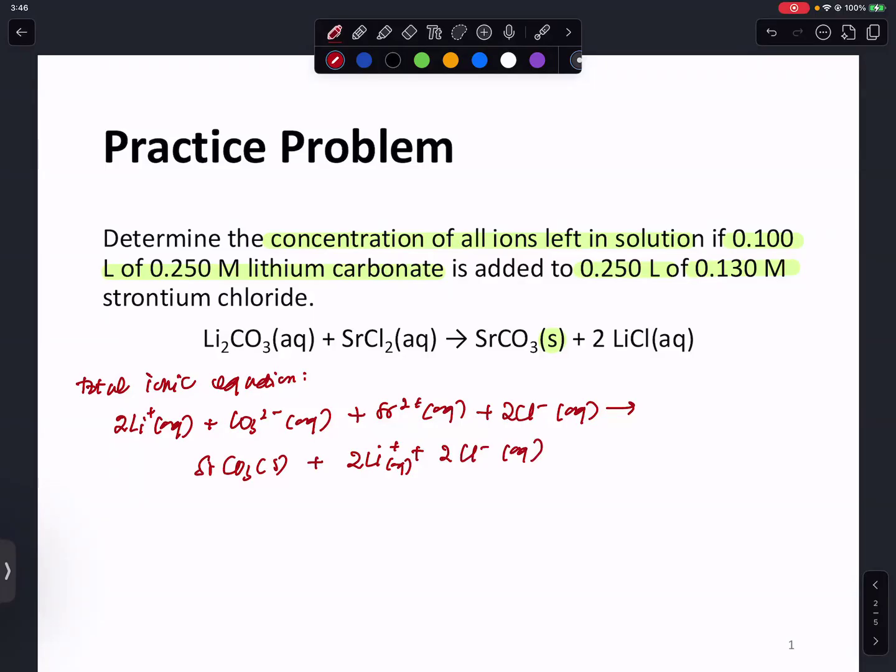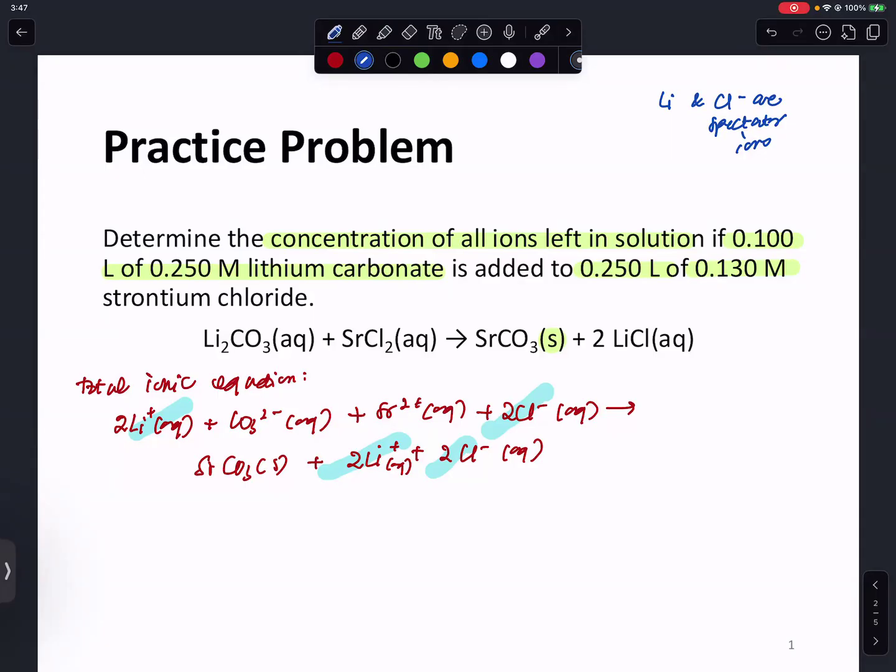Now, let's highlight where we think our spectators are. Spectators hang in solution. They do not participate in our chemical reactions, and they should be present on both sides of the total ionic equation. So we can see here that lithium is a spectator in addition to the chloride. We can keep a tally up here, and so we can say that lithium and chloride are spectator ions.